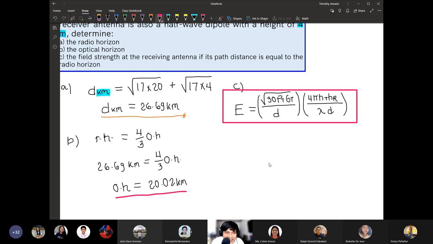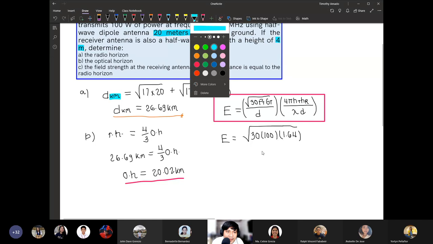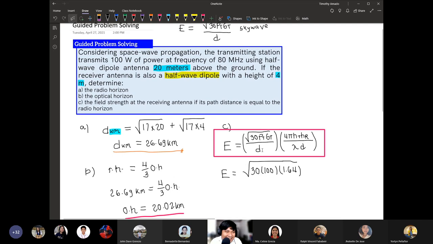So, we have square root ng 30 PT GT. The transmit power is 100 watts. Okay, GT natin is 1.64. Sir, teka lang, saan po nang galing yung 1.64? For half-wave dipole. Nako sir, paano niyo po nalaman? Okay? You just need to know, right? So from now on dapat alam niyo na. Yan, for half wave dipole we have 1.64.